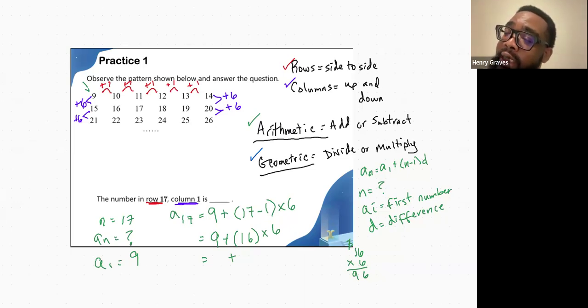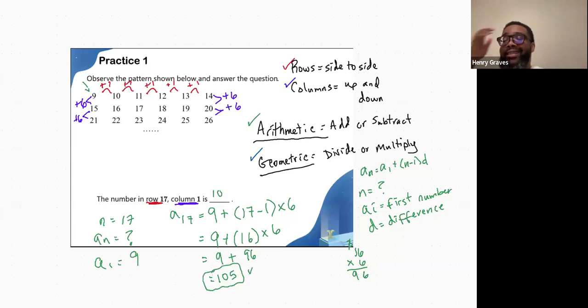So 16 times 6 is 96. And I'll add 9 plus 96. It's going to be 105. So my answer is going to be, there's going to be 105 in column 1. I hope this helps, this is how I would do it.